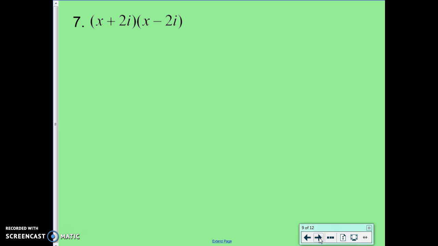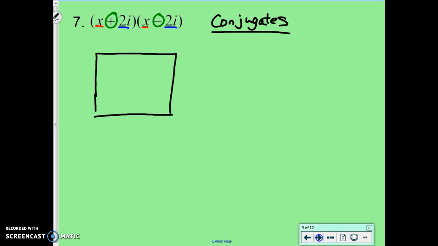Now, this is a case of what we're going to call conjugates. And what makes these conjugates is you have x here, the same last term, 2i, but you have opposite signs. That's what makes this conjugates. And we're going to see what happens in this special case. Some of you might already be able to predict it. We'll start off by creating our boxes. x plus 2i on the top, x minus 2i on the bottom.